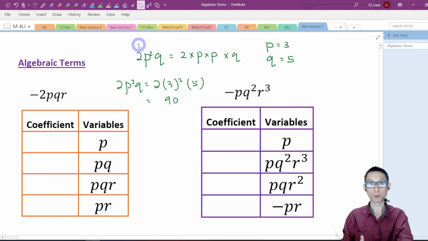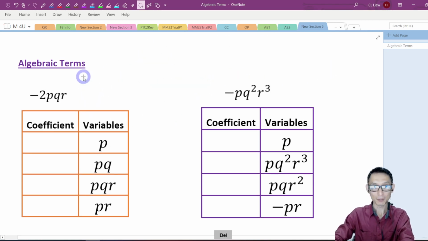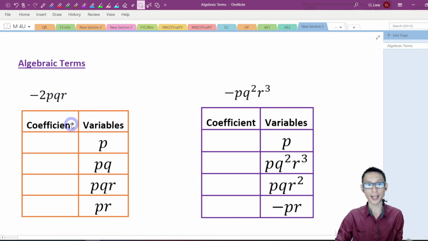Okay, now I think it should be no problem to understand the meaning of an algebraic term. Sometimes in the exam, you might be given an algebraic term and a table like this. The table asks you to complete the table, meaning the question will give you the variable and you need to fill in the coefficient.